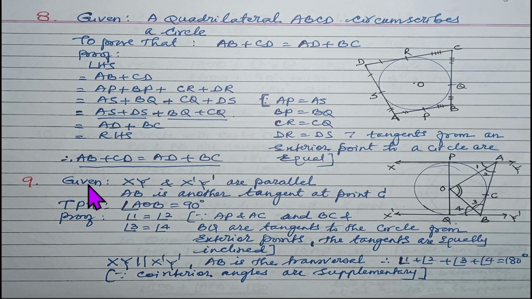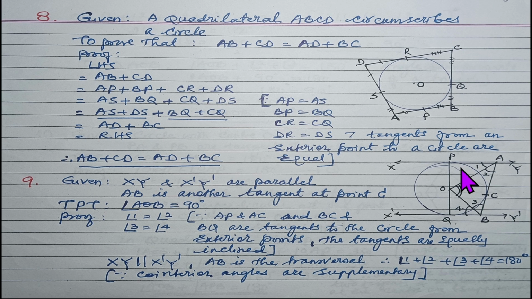Now in example number 9, we are given XY and X dash Y dash, two parallel tangents drawn to a circle with center O. AB is another tangent, which touches the circle at point C. So these are the things given to us. Now we have to prove that angle AOB is 90 degrees. Let us understand how it is to be proved.